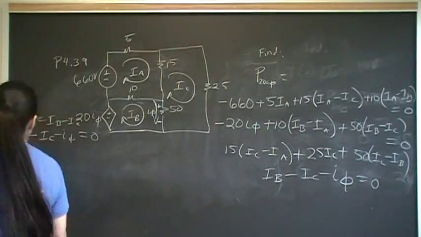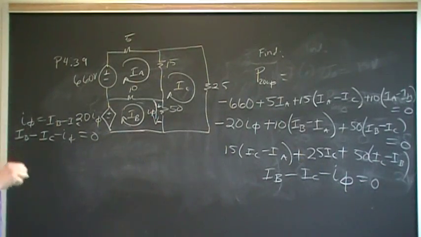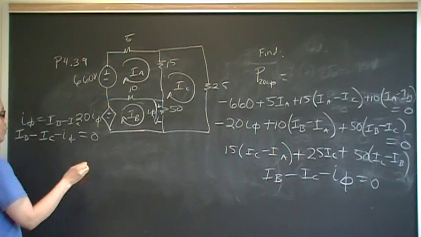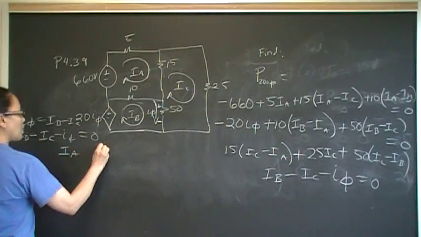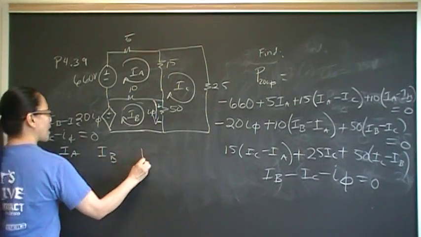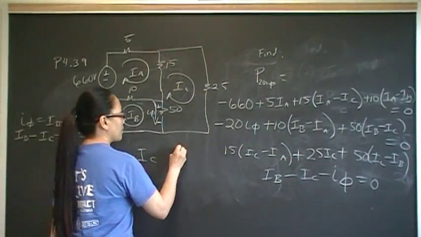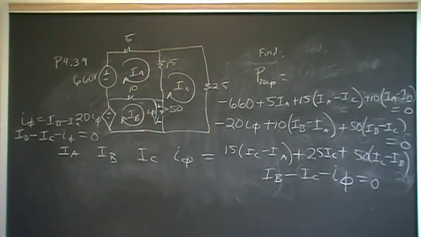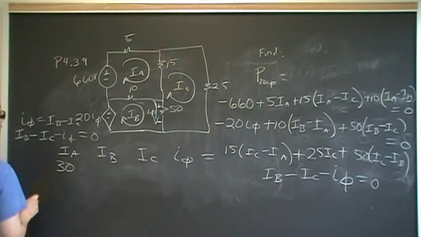And now we're going to create a matrix and have our calculator do the hard work. So we have IA, IB, and IC, and then I-phi, and constants on one side. From the first equation, our IA coefficients are 5 plus 15 and 10. So that's 20 and 30. So that gives me 30 IA.